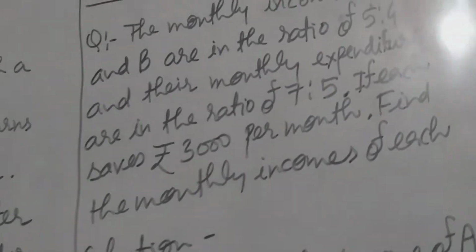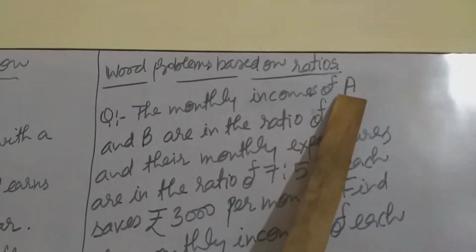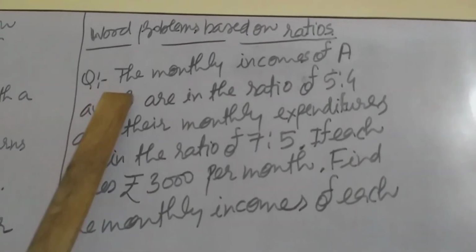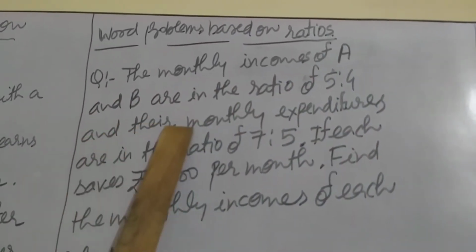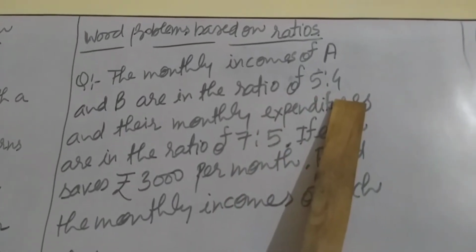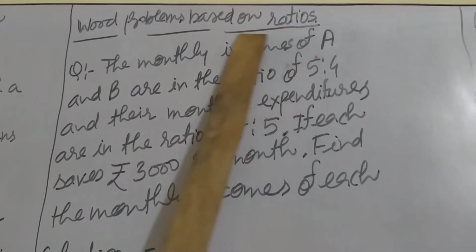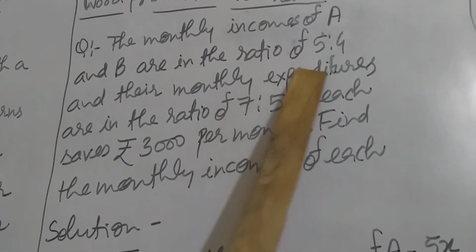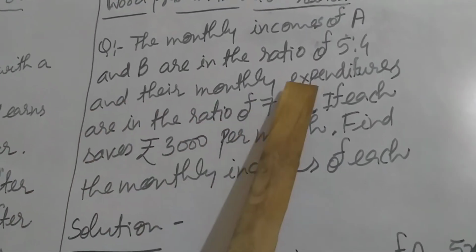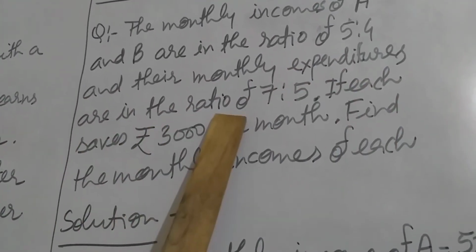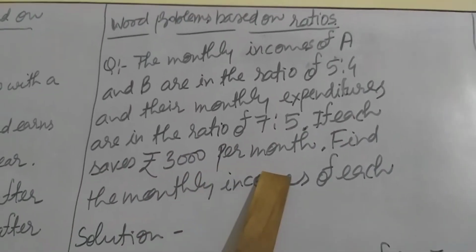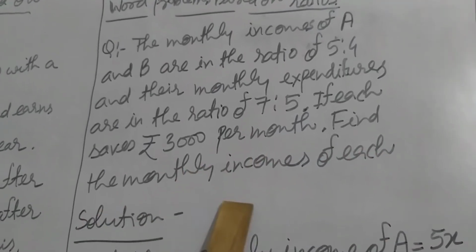Okay, students. Let us take a word problem based on ratio. This is the question. The monthly income of A and B are in the ratio of 5:4, and their monthly expenditure are in the ratio 7:5. If each saves rupees 3,000 per month, find the monthly income of each.